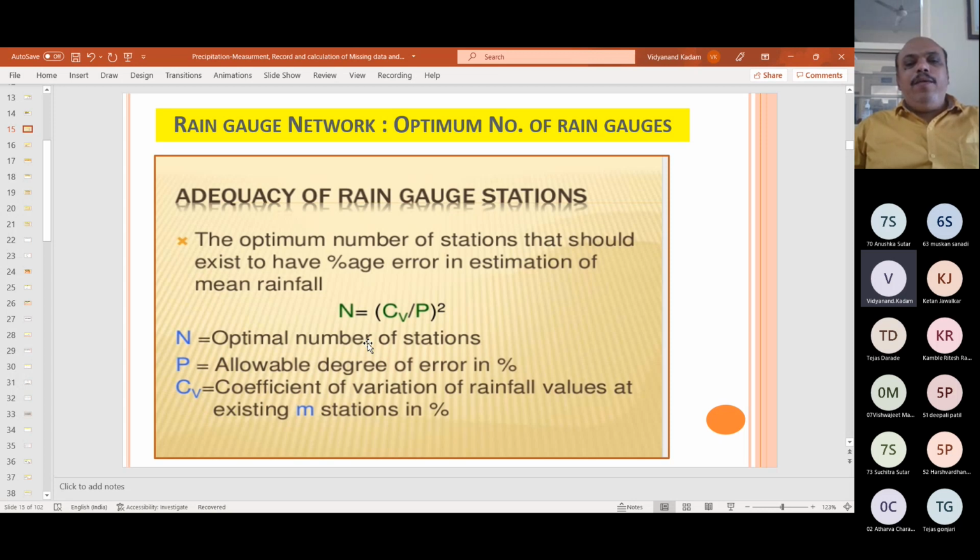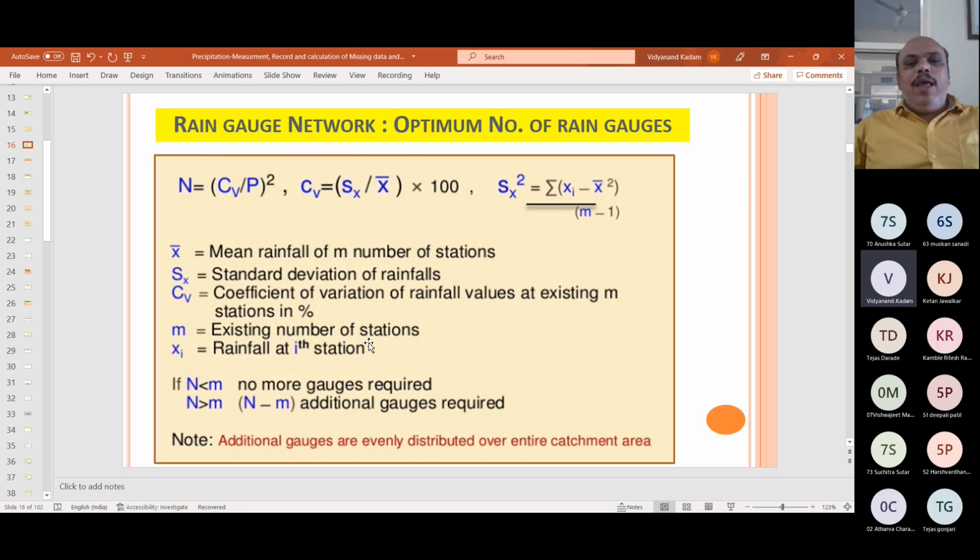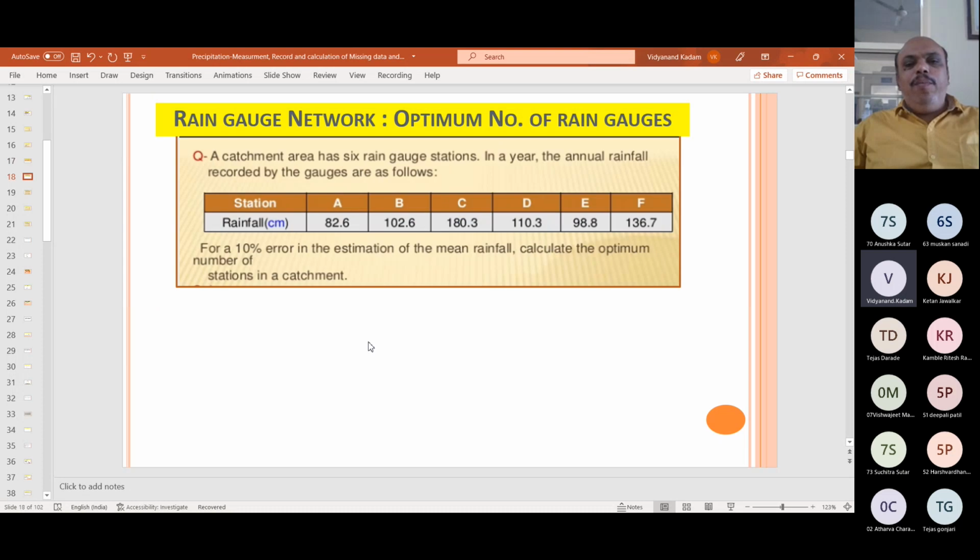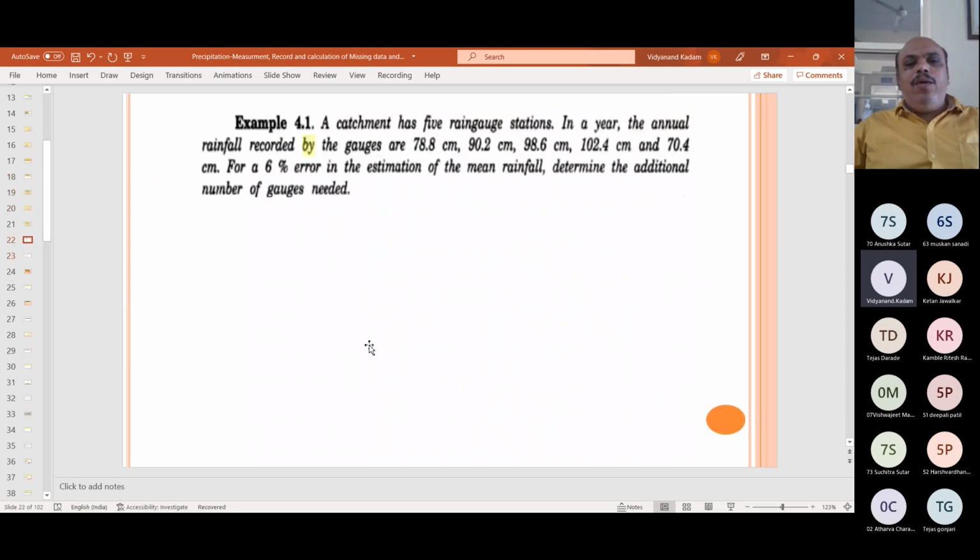In this formula, Cv is the coefficient of variation of rainfall values at the existing M stations, and this is expressed in percentage, whereas P is the allowable degree of error in calculation of average precipitation, and that is also expressed in percentage. And this Cv is calculated with this formula, and we have solved one problem on that.